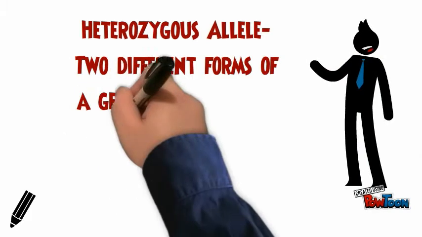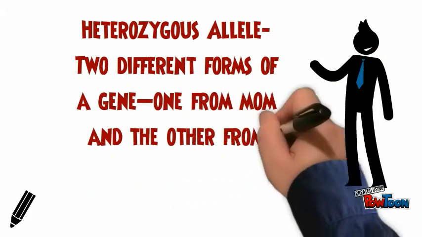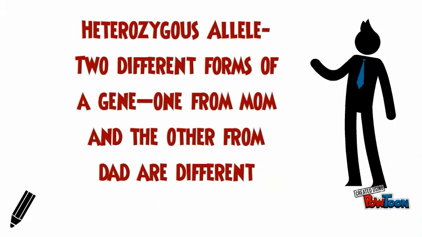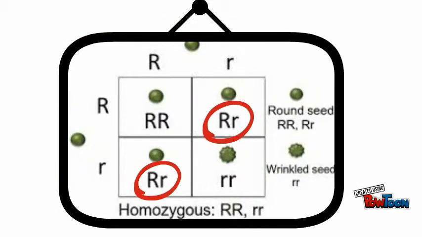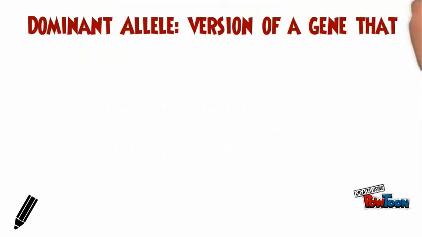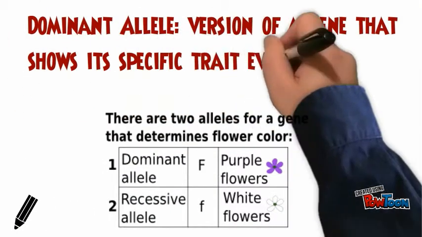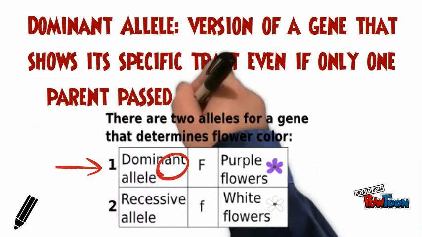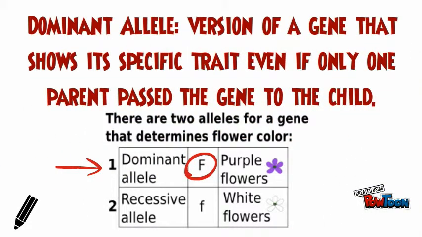Heterozygous alleles are when the genes are different. So you get one from mom, one from dad, and they're different. So this picture shows capital R, lowercase r, capital R, lowercase r. Those are heterozygous. A dominant allele is the version of the gene that shows its trait even if there's only one gene in that kid. So it's always present if it's there.